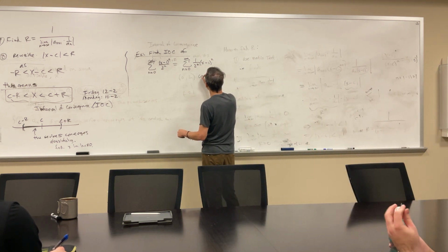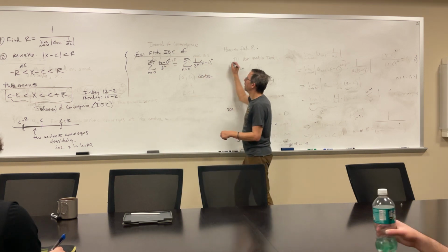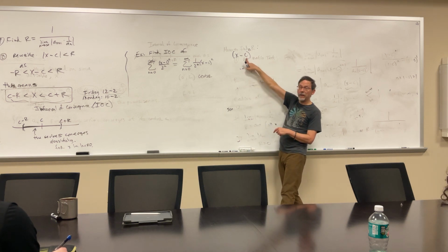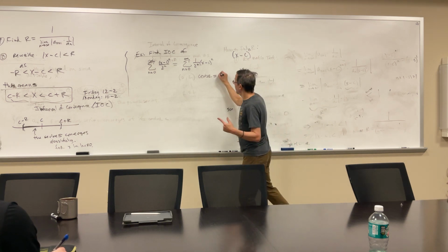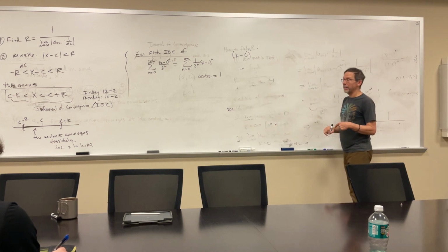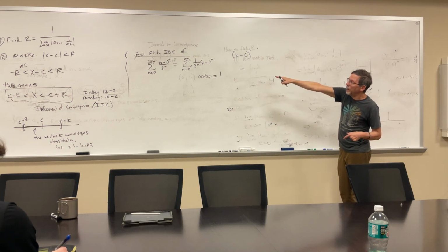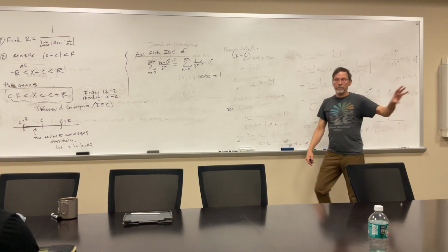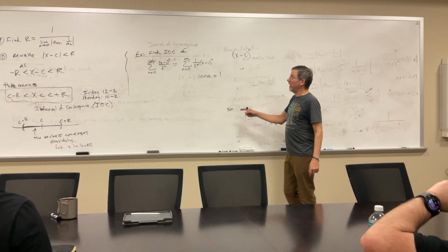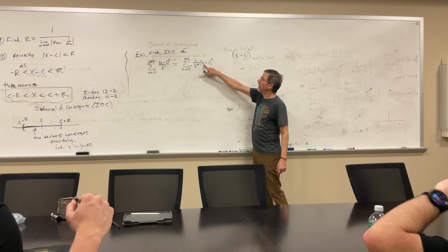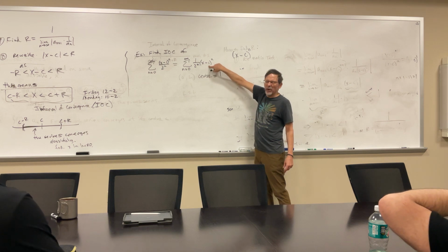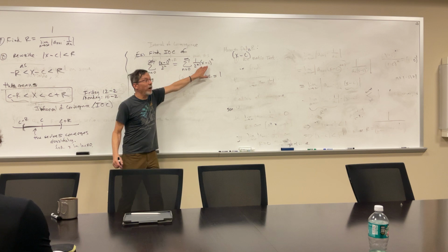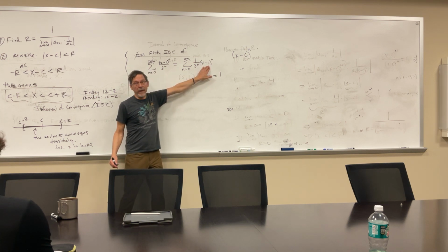What is my center? The center is the number I'm subtracting off. Center is 1. Notice that if I replace x with 1, this series is just a bunch of zeros added up. So the center is the thing that makes this stuff 0. The x value that makes this part dead.